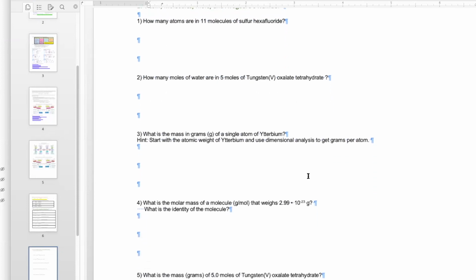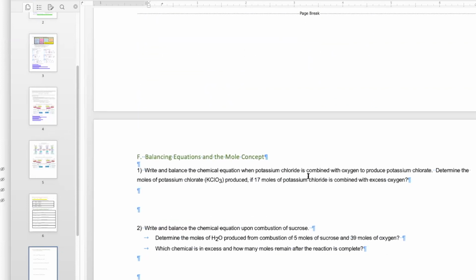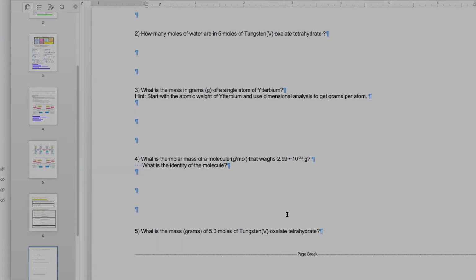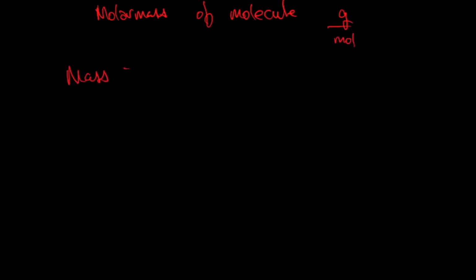The next question, and I think I will leave it at that because this next set deals with balancing equations. So here's the question, okay? What is the molar mass of a molecule? And remember, molar mass is grams per mole, okay? That weighs, the mass is 2.99 times 10 to the minus 23 grams, okay? And what is the identity? So from the molar mass, I should be able to ID the element.